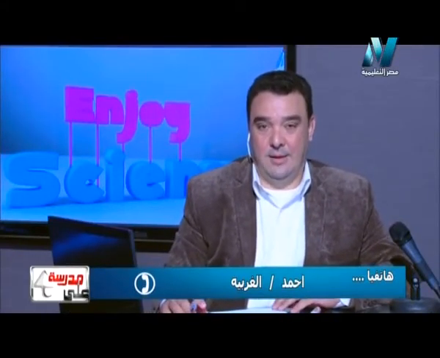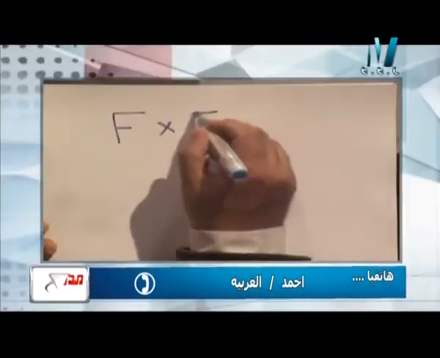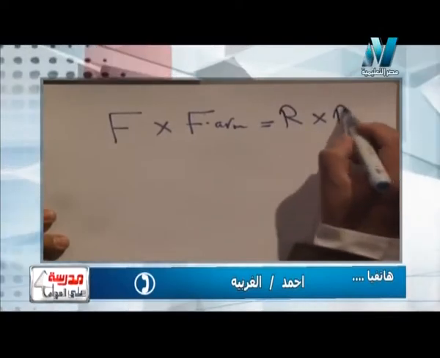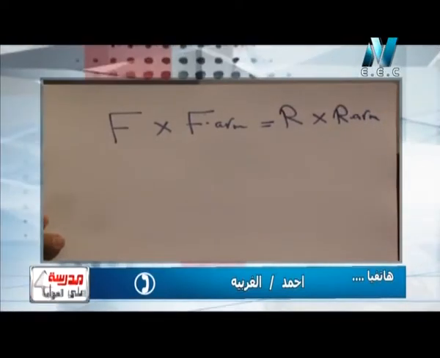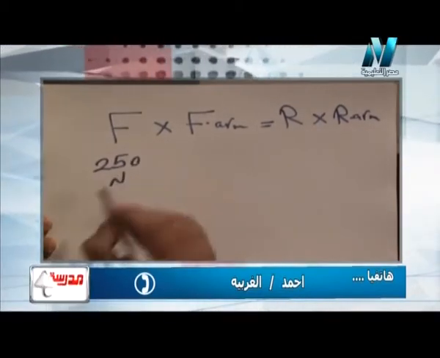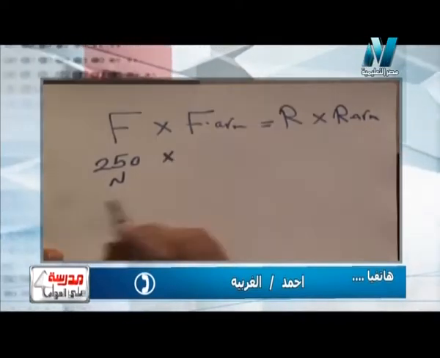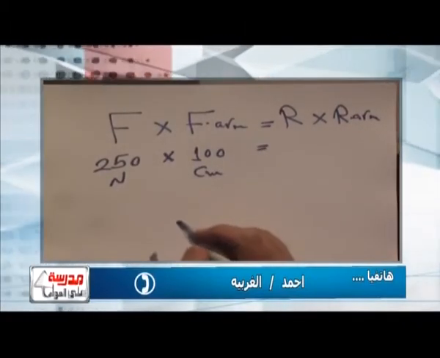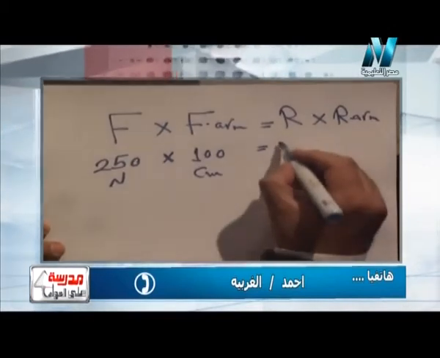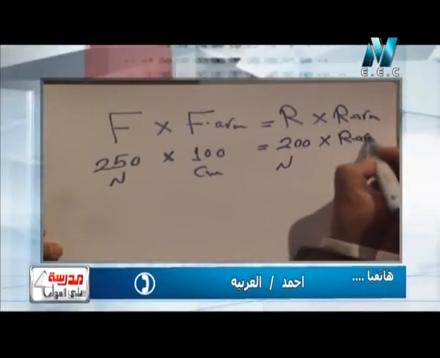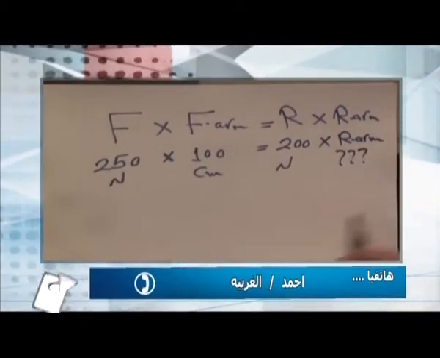We must write the law. Excellent, Ahmed. The law of lever says that effort force times effort force arm equals resistance times resistance arm. The effort force here is the weight of the boy, 250 Newton, and the effort force arm is 100 centimeter. The resistance is the weight of the girl, 200 Newton. So here I want the resistance arm, Ahmed. It isn't given here.